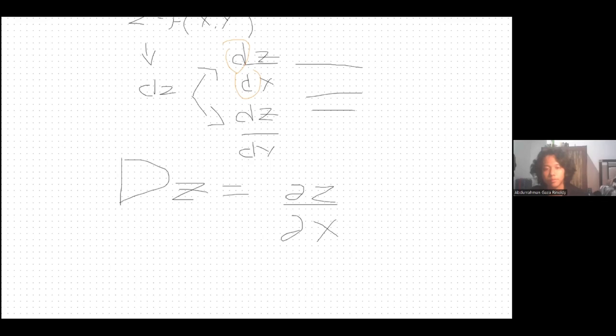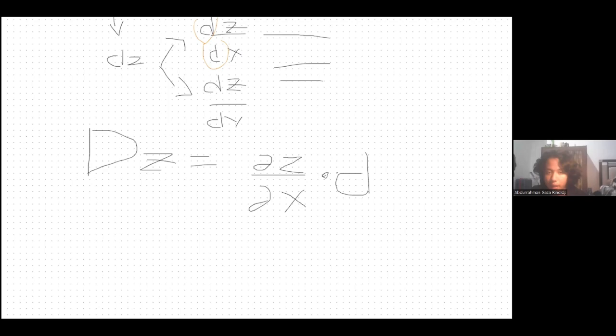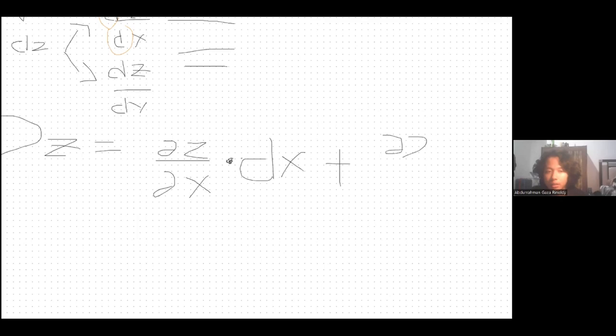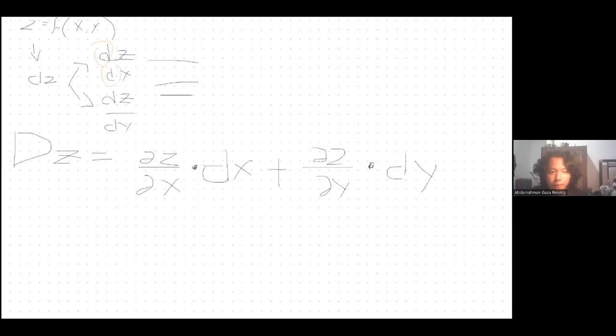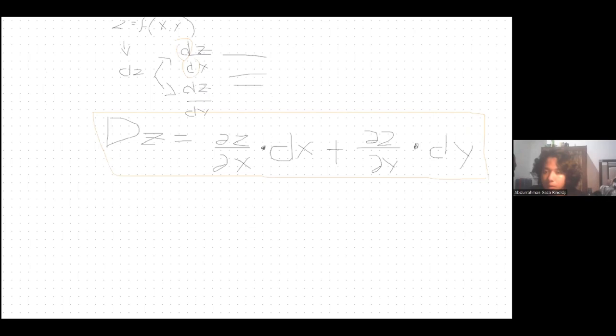∂x times ∂x, use ∂x here. And the other one is ∂z again, and ∂y times ∂y. Okay, this is the differential rule. So after this, maybe we do the example.